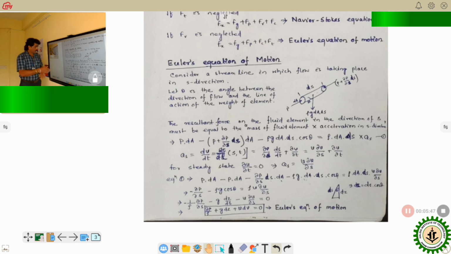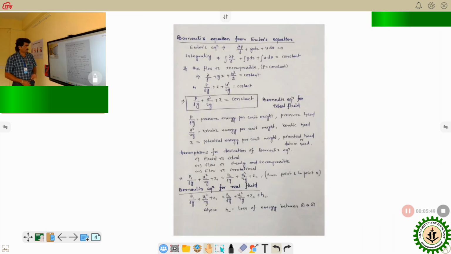Let's see the advanced one, that is Bernoulli's equation from Euler's equation. Normally it is thought that Bernoulli's equation is the integral of the Euler's equation. So already we know the Euler's equation: ∂p by rho plus g dz plus v dv is equal to 0. Now integrating: integration of ∂p by rho plus integration of g dz plus integration of v dv. Integration of 0 is a constant.